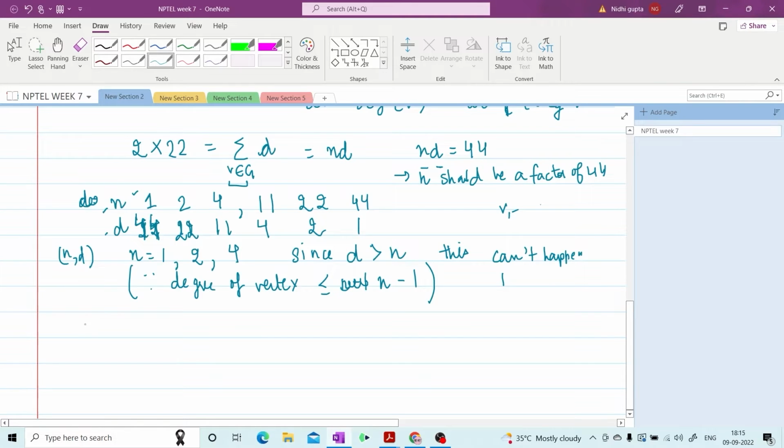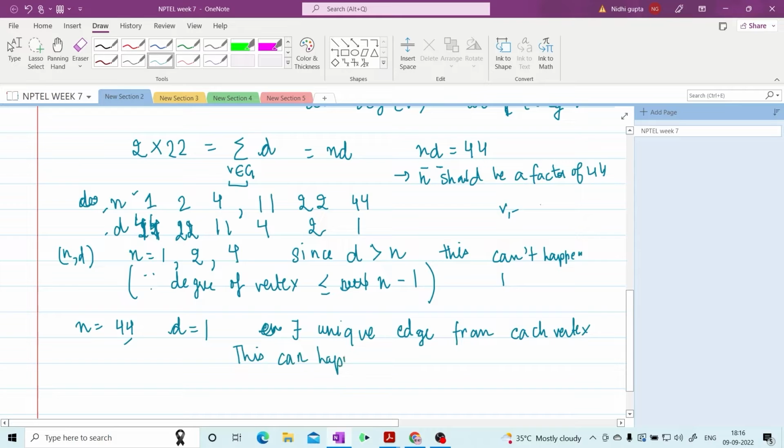So first, if n is equal to 44 and d is equal to 1. Since d is equal to 1, this says that there exists a unique edge from each vertex, and this can happen only if G is like this.